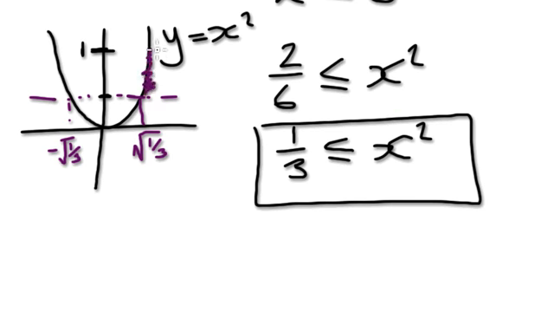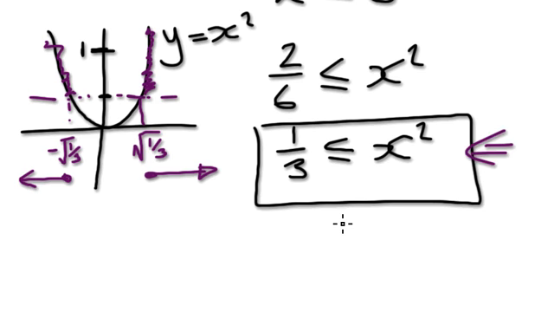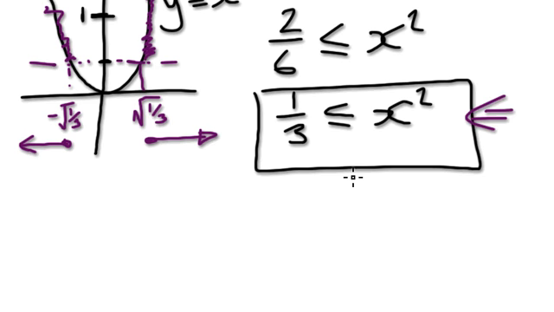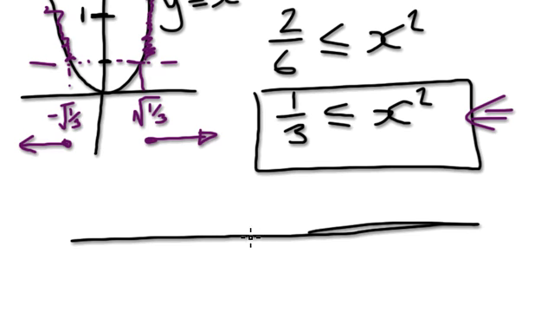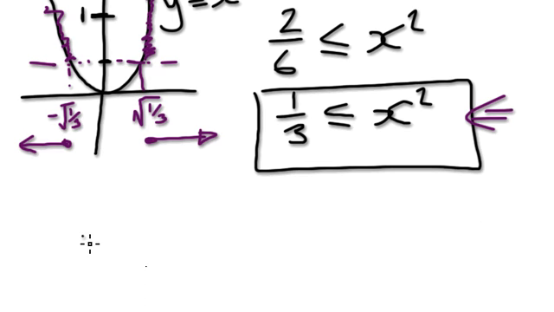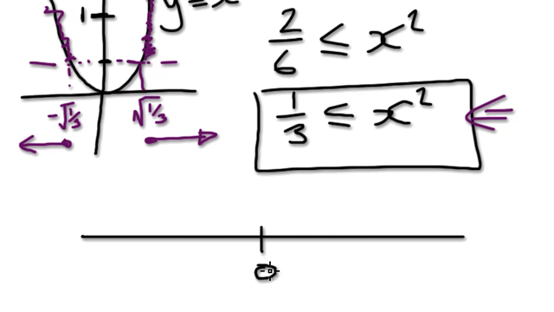You see, this is good. Everything here is good because it's bigger than a third. Anything here is good. So really, your number line will look something like this. Okay, so it will look like this. Hang on, 0 here. You've got your root a third, and then here you've got your negative root a third.